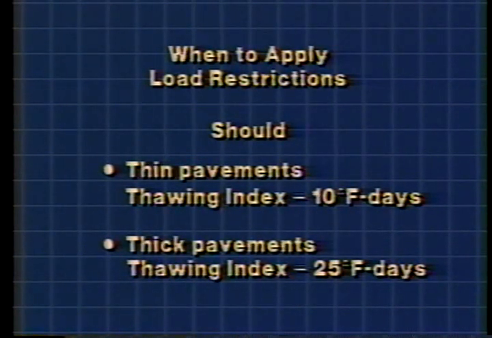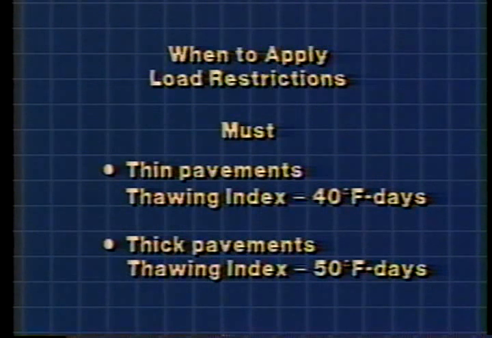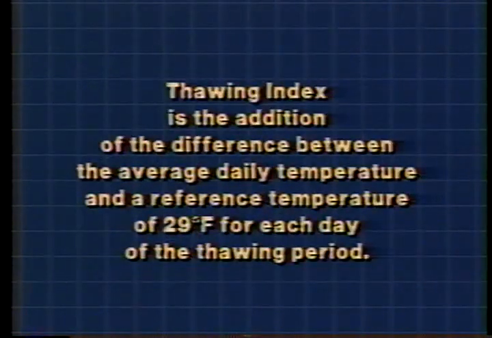You should restrict loads after thin pavements accumulate a thawing index of 10 degree Fahrenheit days and thick pavements accumulate a thawing index of 25 degree Fahrenheit days following the start of the thawing period. You must restrict loads after thin pavements accumulate a thawing index of 40 degree Fahrenheit days and thick pavements accumulate a thawing index of 50 degree Fahrenheit days following the start of the thawing period.